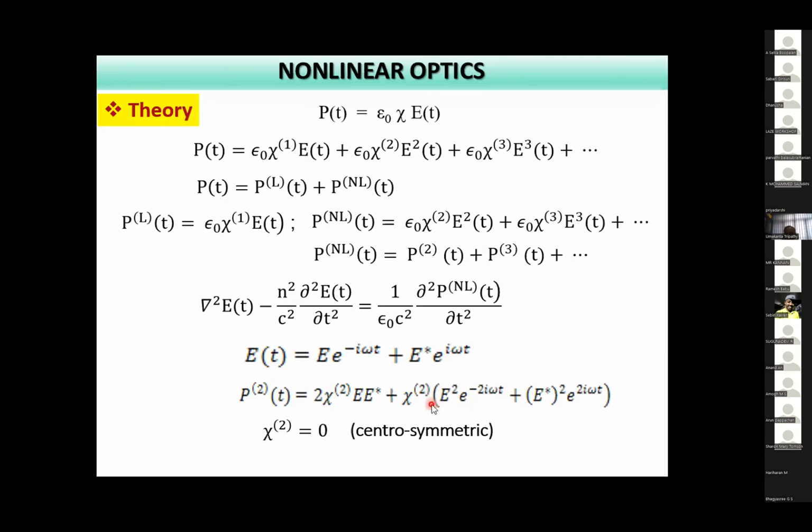This chi2 is basically a third order tensor. It is very specific to structure: if you have a centrosymmetric structure, then it vanishes. Other structures might survive, and you even have some surface chi2. But if it is a perfectly centrosymmetric structure, then of the 27 elements in the chi2 matrix, all will be 0, hence your chi2 will be 0. That means for centrosymmetric materials we will not have second order effects.